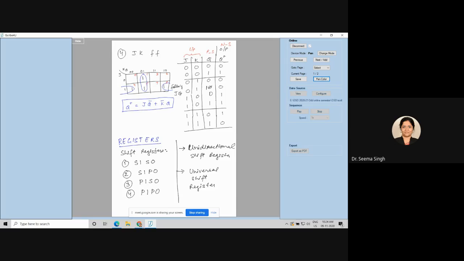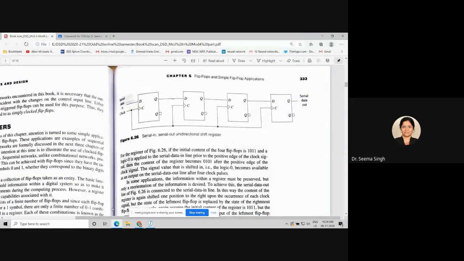Let us now go on to the shift register, the first and easiest one, serial in, serial out. This is the circuit of your serial in, serial out. It is a 4-bit serial in, serial out unidirectional shift register. You are all very clear about the working of a D flip-flop. Q bar is not connected and you have only one input, D.